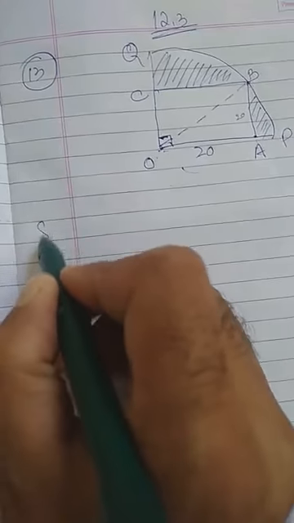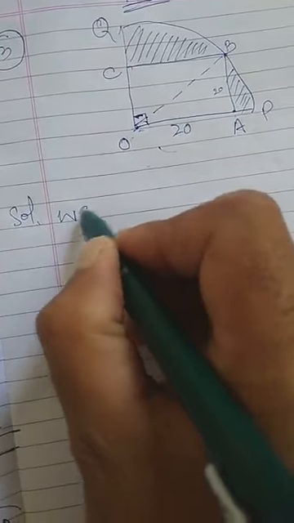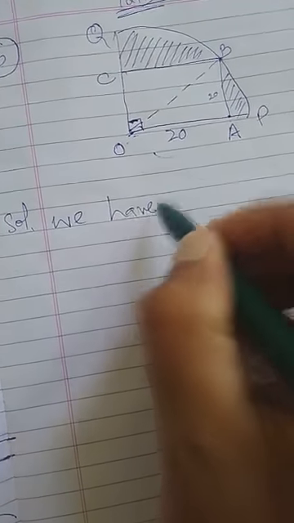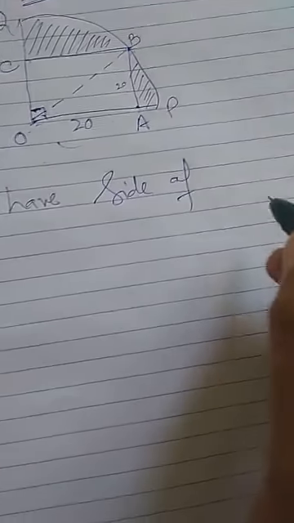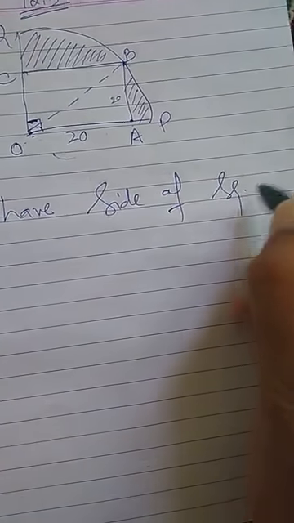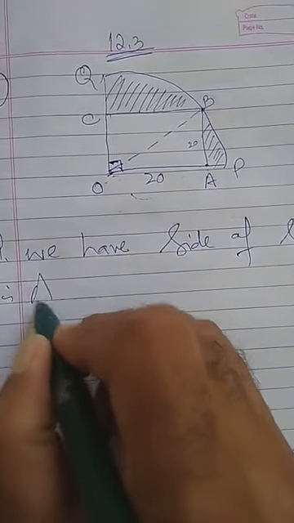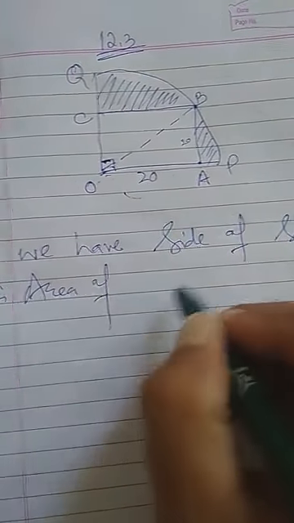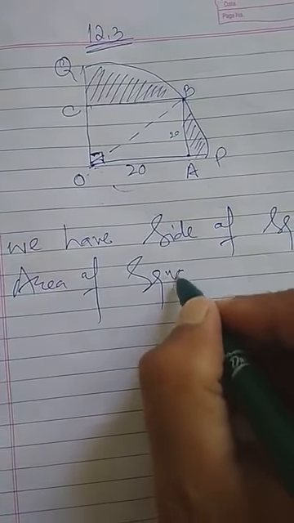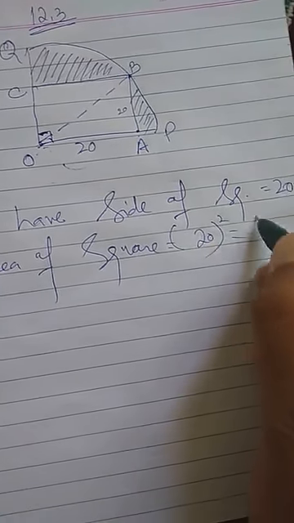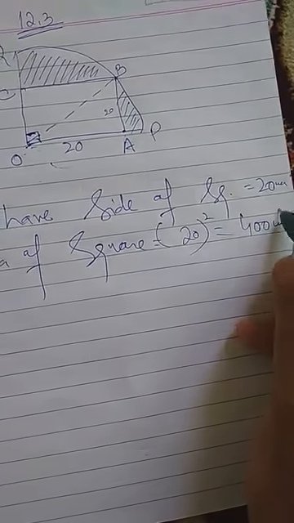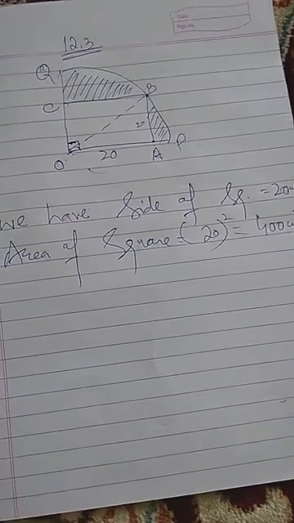Here in the solution, first I will write: we have side of square is equal to 20 centimeter. Therefore, area of square is equal to side square, that is 20 square, and it is 400 square centimeters. This is the area of square.